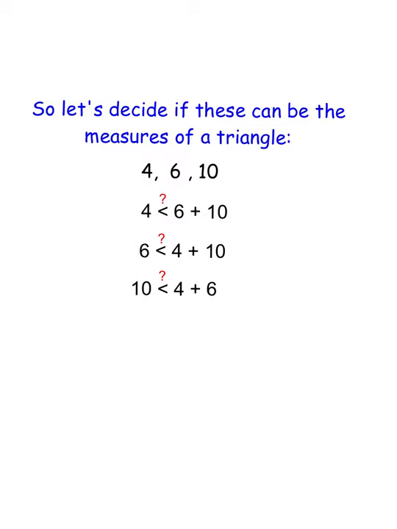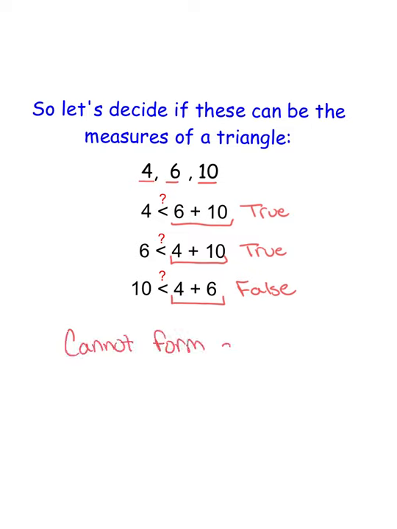Let's look at another set of lengths. If I give you the numbers 4, 6, and 10, we're going to check. If I pick these two sides, 6 and 10, if I add them, I get 16. Is 16 bigger than 4? That's true. If I take the next two sides, 4 and 10, that's 14. That's bigger than 6. That's true. And the last one here, 4 plus 6, is that bigger than 10? No, that is false. It's equal to 10, but it's not bigger. So these cannot form a triangle.